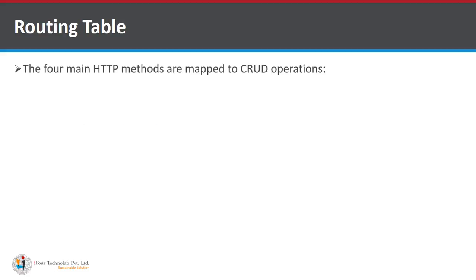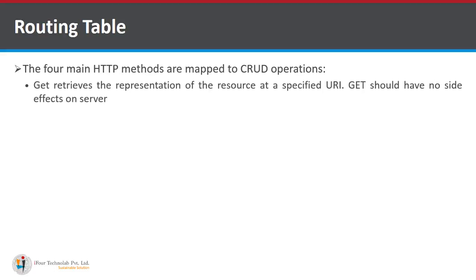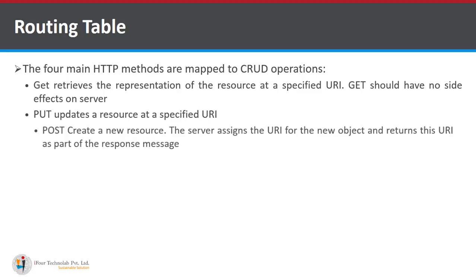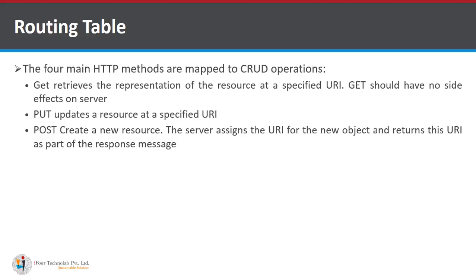Routing table in more detail. The four main HTTP methods are mapped to CRUD operations. GET retrieves the representation of the resource at the specified URI. GET should have no side effects on the server. PUT updates a resource at the specified URI. POST creates a new resource. The server assigns the URI for the new object and returns this URI as part of the response message. DELETE deletes a resource at the specified URI.